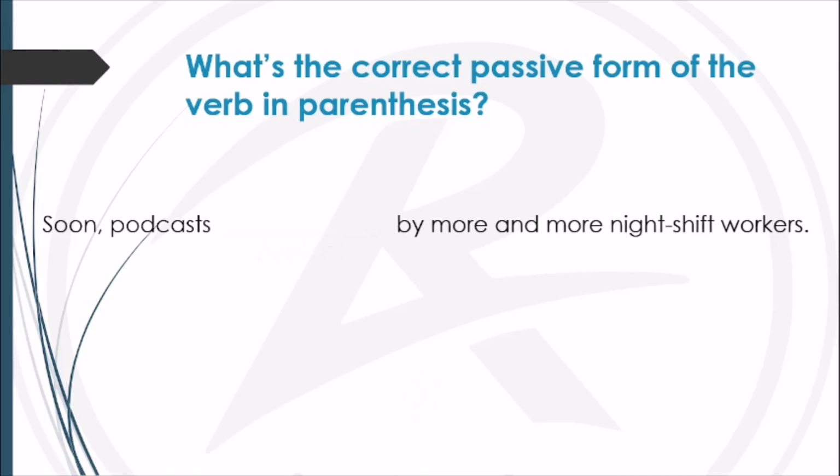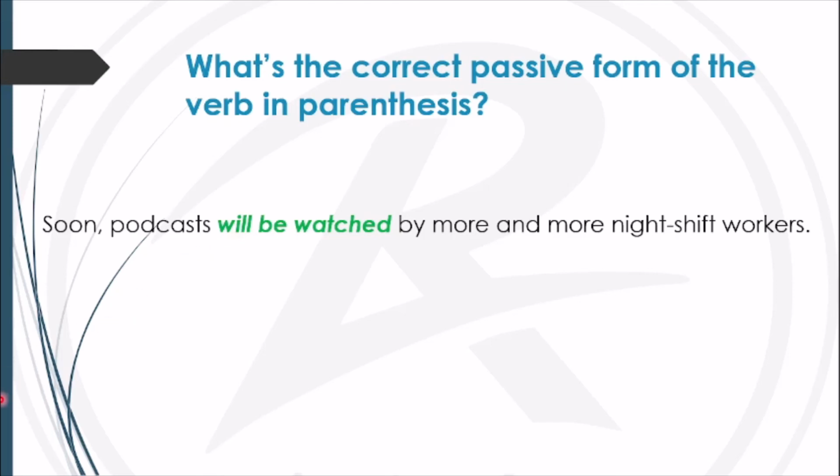Zero. So if you say will be watched, then you are correct. Soon podcasts will be watched by more and more night shift workers. So here we could have used the form be going to. It doesn't matter.